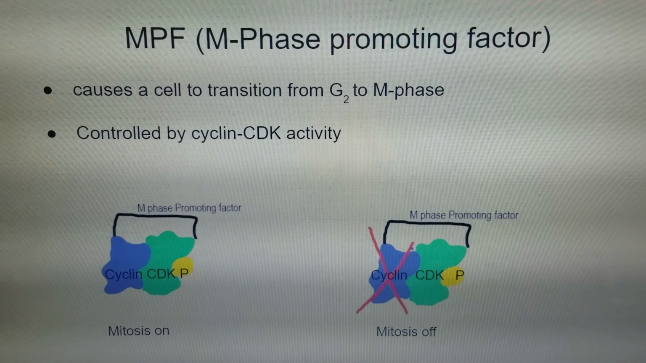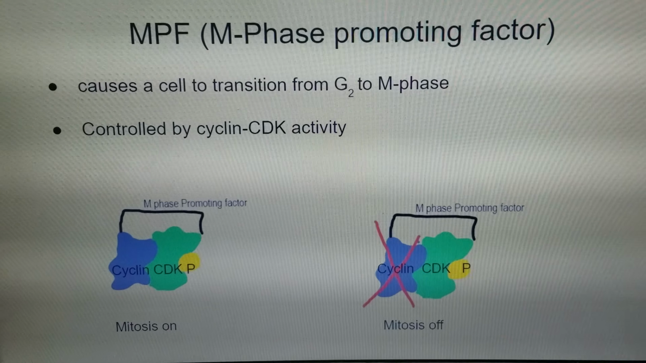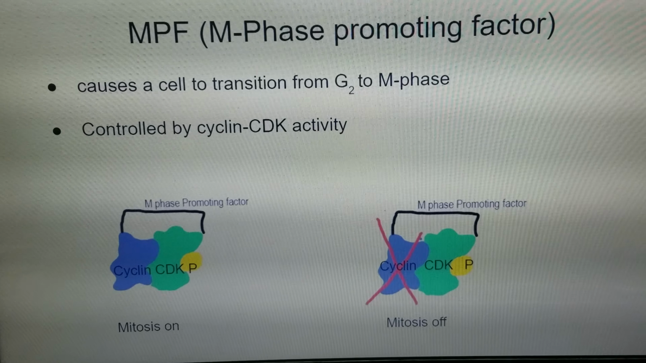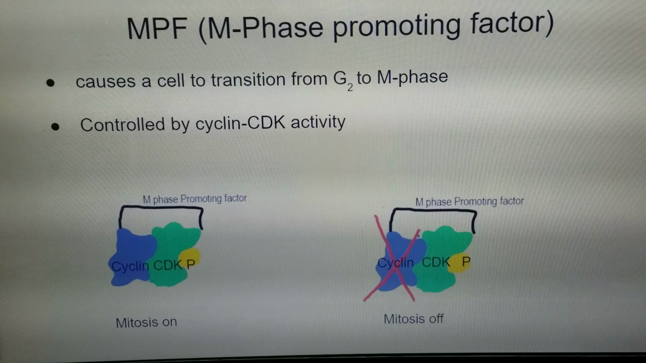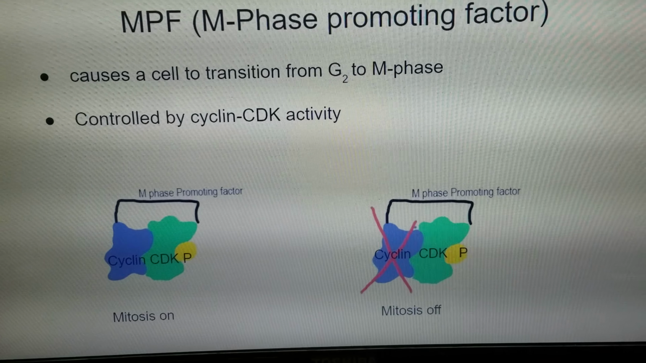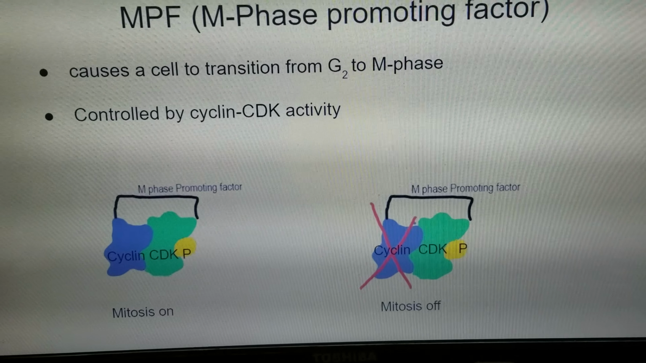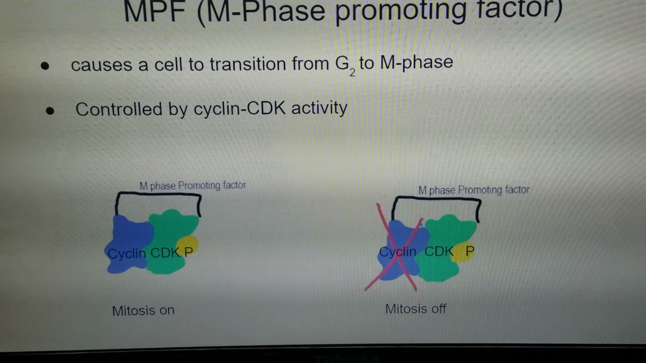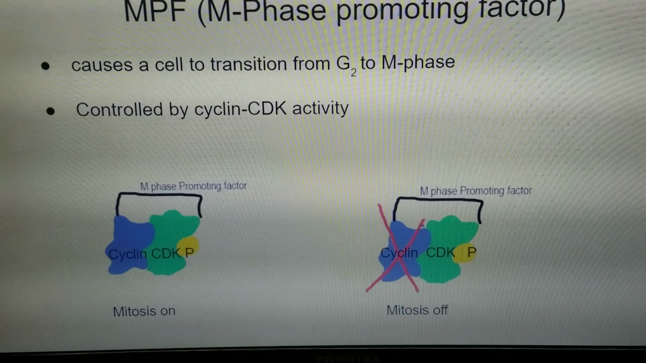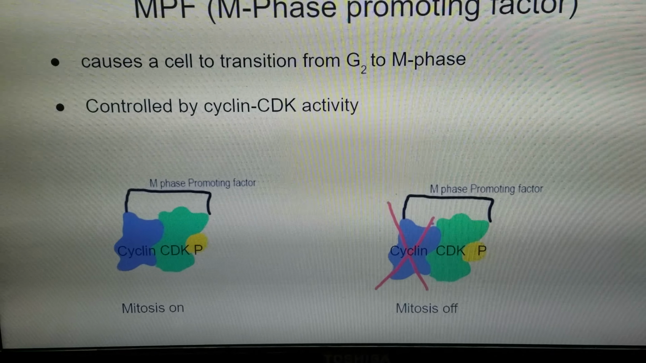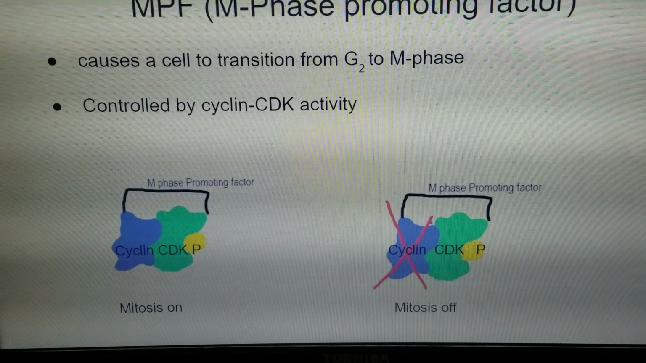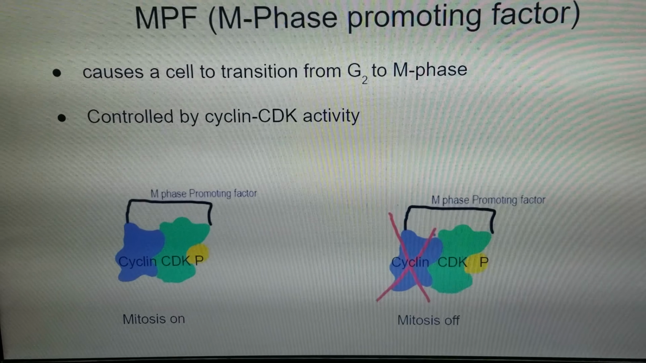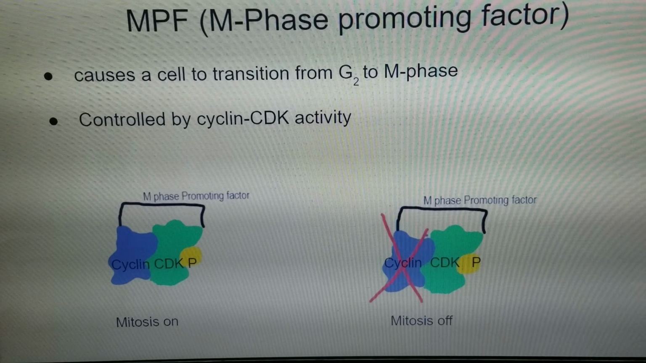Another way that the cell cycle is regulated is the M phase promoting factor, which causes a cell to transition from G2 to M phase, and is controlled by cyclin CDK activity because MPF is composed of a cyclin and a CDK. Cyclins are regulatory proteins, and mitosis is activated when the CDK portion of MPF is phosphorylated, and then mitosis is off when the cyclin is degraded by enzymes at the end of anaphase.